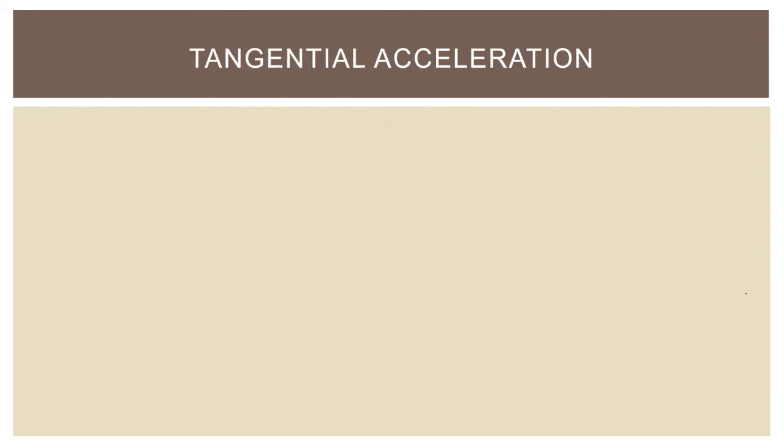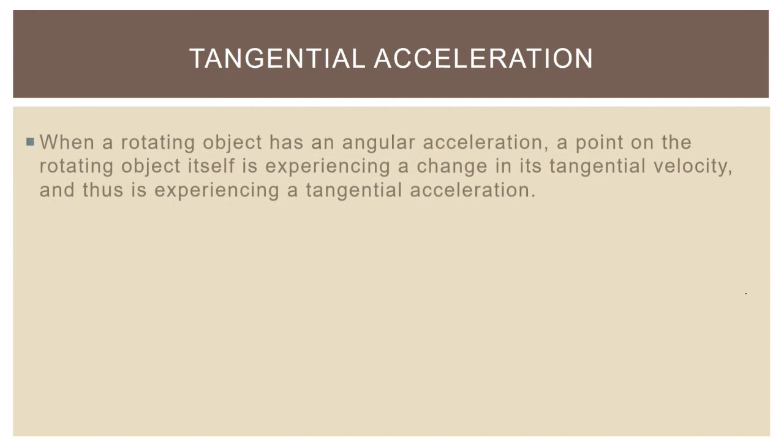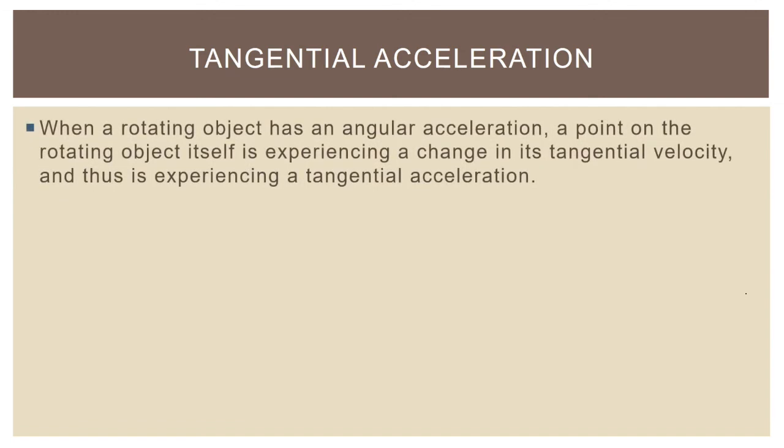That brings us to tangential acceleration. As we mentioned here, when a rotating object has an angular acceleration, a point on the rotating object itself is experiencing a change in its tangential velocity, and thus is experiencing a tangential acceleration. And as we mentioned before, the general theme of converting angular quantities to linear quantities is taking that angular quantity and multiplying it by r.